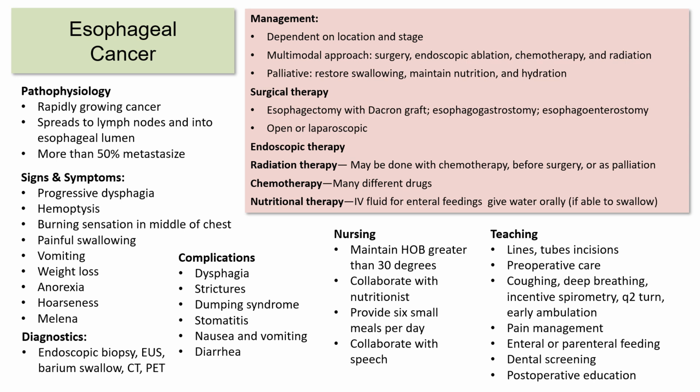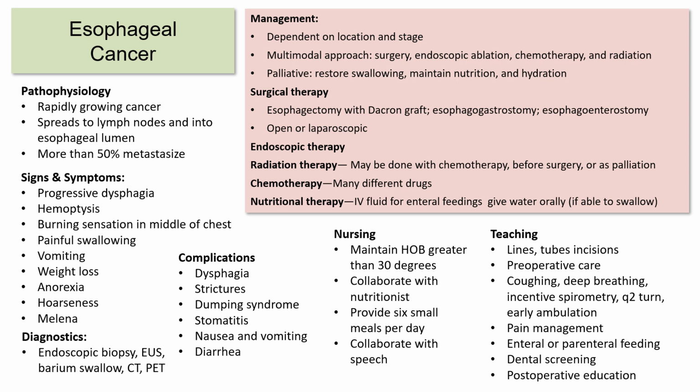Complications include dysphagia, of course, strictures, dumping syndrome, which we'll talk about at a later date, stomatitis, nausea, vomiting, and diarrhea. So just general GI upset. For the nursing interventions, make sure you maintain the head of the bed at least 30 degrees. We don't want them to be flat. We don't want things to come out of the stomach up into the esophagus.